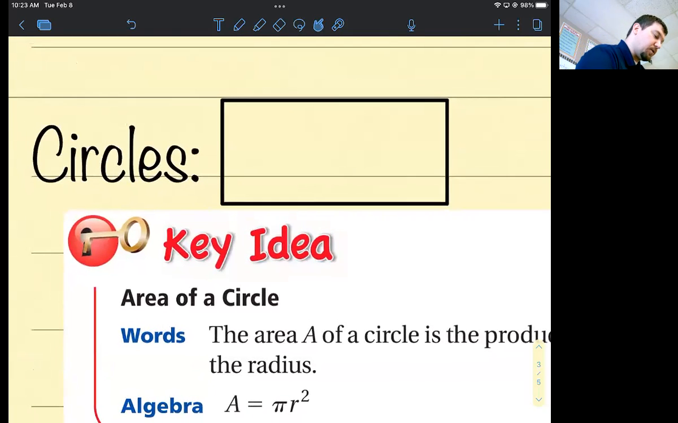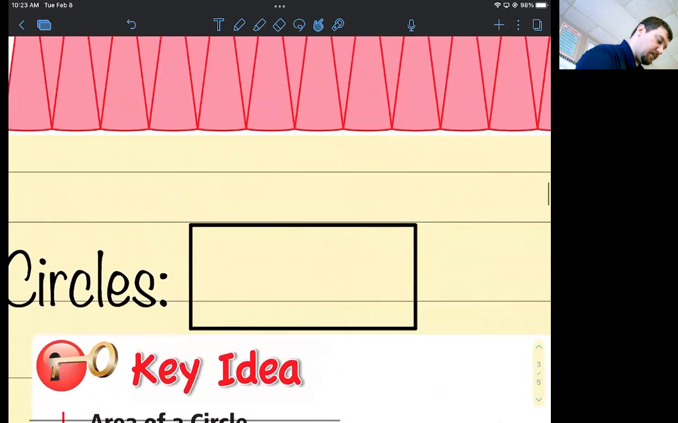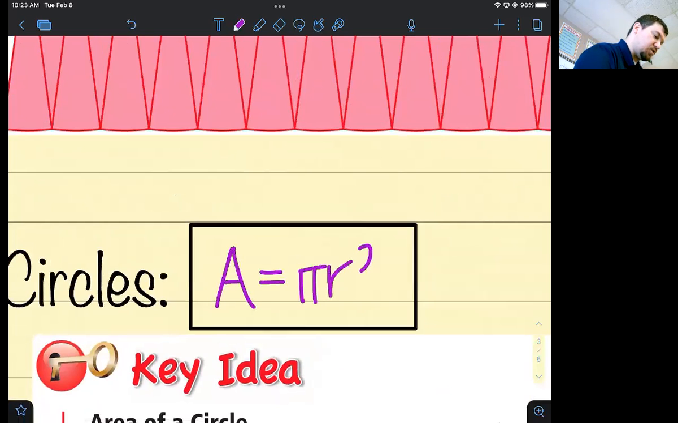The formula for circles is A for area equals pi r squared. Now, what does it mean to square a number?